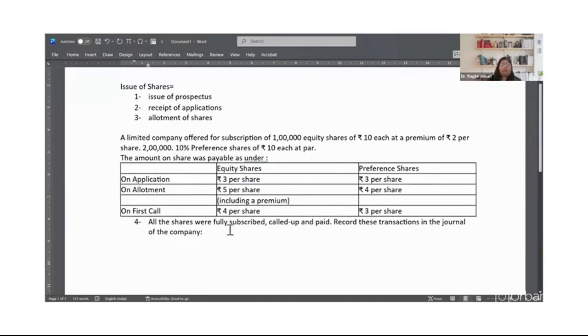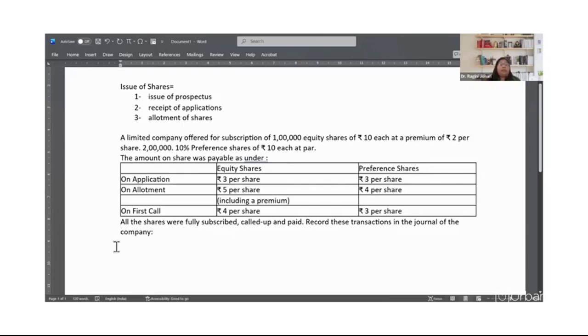This is my question, students. A limited company offered for subscription 1 lakh equity shares of rupees 10 each at a premium of 2 per share, and 2 lakh 10% preference shares of rupees 10 each at par. The amount of shares was payable like this. All the shares are fully subscribed, called up and paid. Record these transactions in the journal of the company.